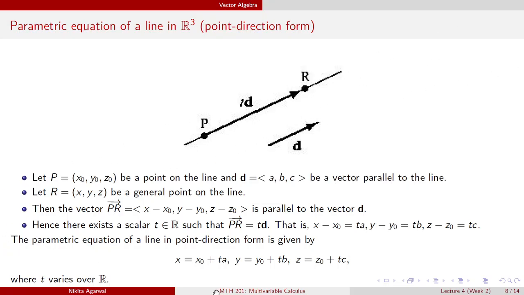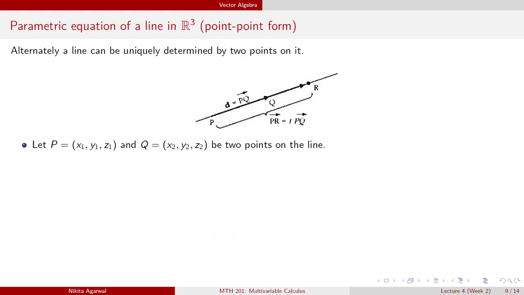Okay. In particular, when t is equal to 0, you are at the point P. So this is the equation that you have to remember. Now, there is an alternate version of the parametric equation of a line, which is called point-point form.